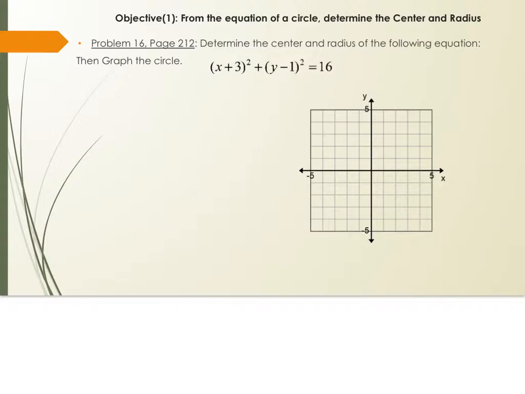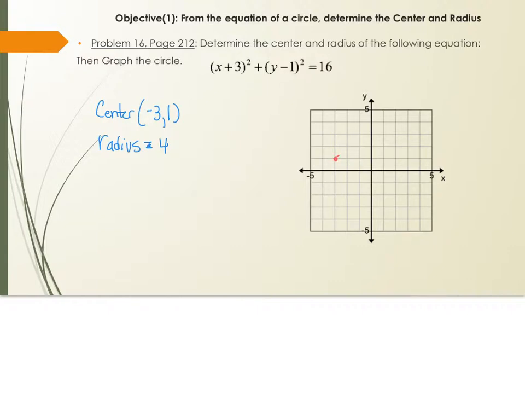So we're going to find the center of the circle first. In this particular case, the center is at (-3, 1), and the radius is equal to the square root of 16, which is 4. So now we're going to graph. The center is at (-3, 1), which is right here.